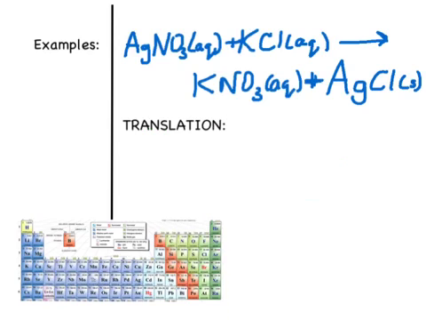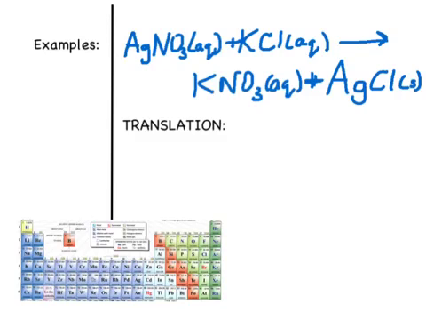Alright, our first example is going to be our hardest example, so let's take a look at the equation. It says AgNO3 (aq) plus KCl (aq), arrow, KNO3 (aq) plus AgCl (s). So what we're going to do is take these symbols and put them into words. We're going to answer that question of, what does this mean?